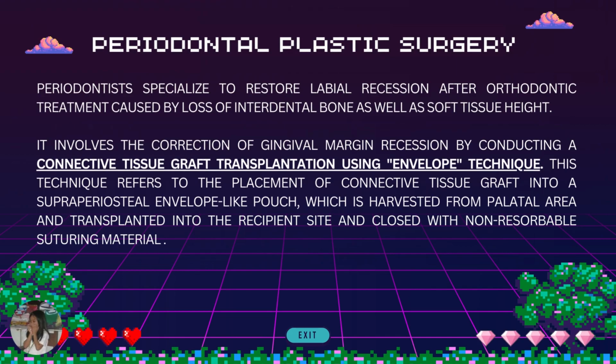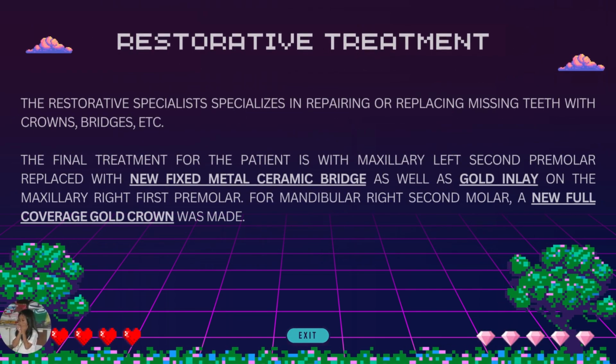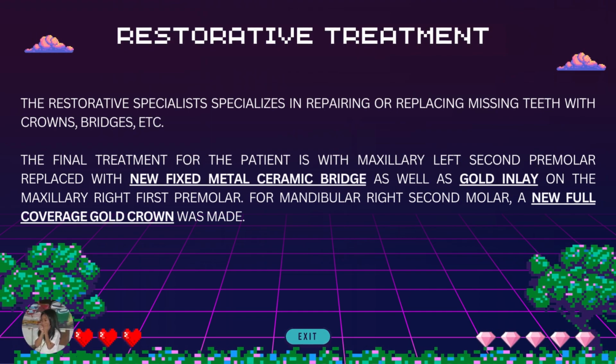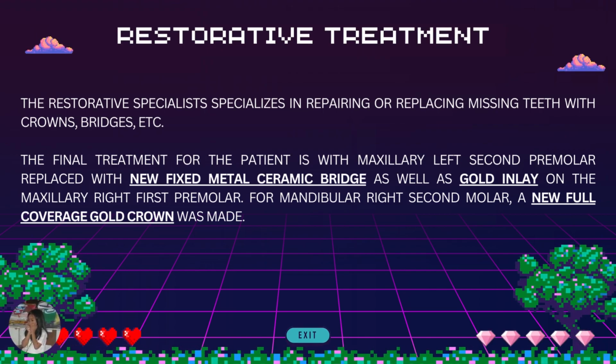Third is the periodontal plastic surgery. This involves the correction of gingival margin recession by using an envelope technique and closed by non-resorbable suturing material. And lastly, the restorative treatment. This includes placing of a new fixed metal ceramic bridge, gold inlay, and full coverage gold crown.